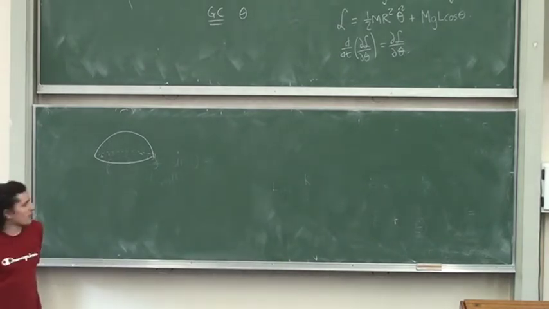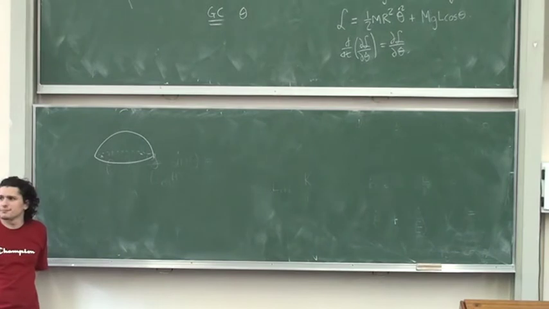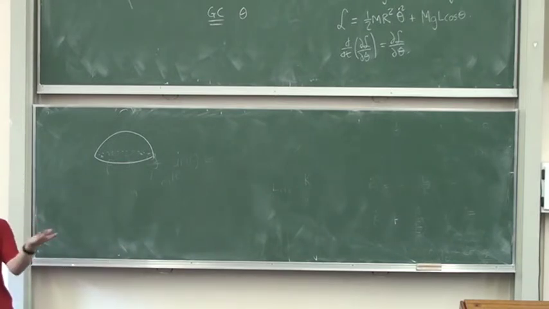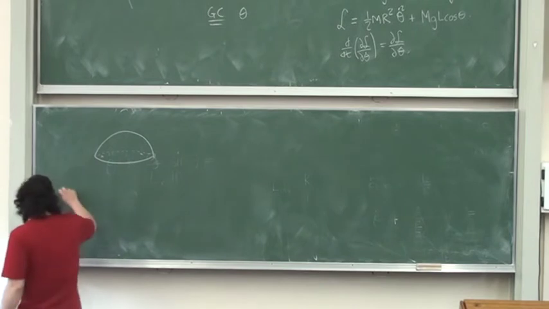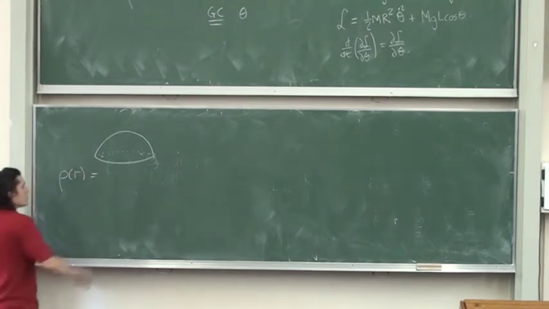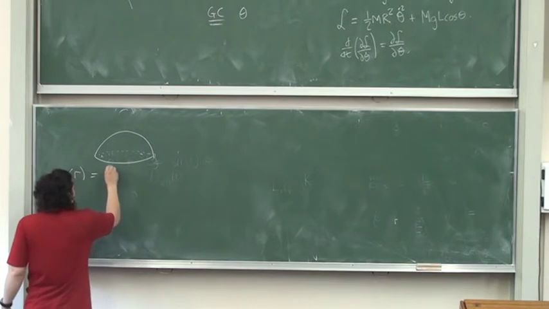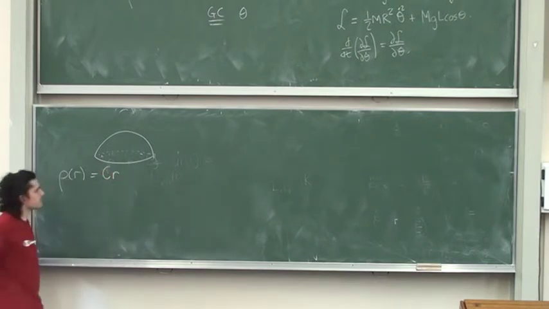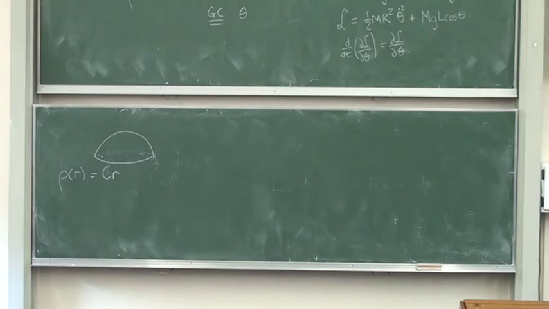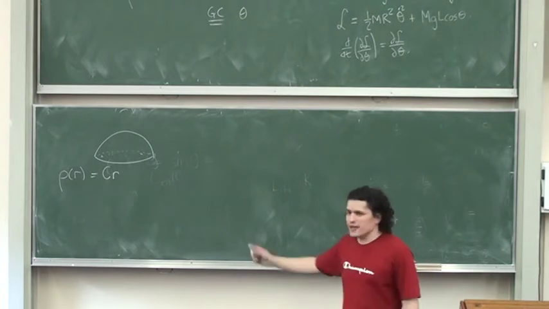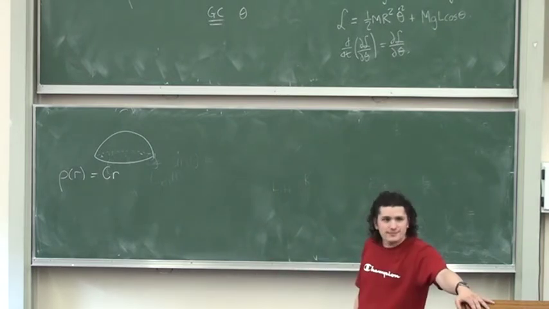Okay. I want you guys to tell me what my density is for this hemisphere. What density should we try? It varies with what? The radius, the height, the radius. Okay, let's do radius. Rho is a function of r. What type of function of r? Linear? Linear is easy, let's do linear. Let's say it's some constant times r.